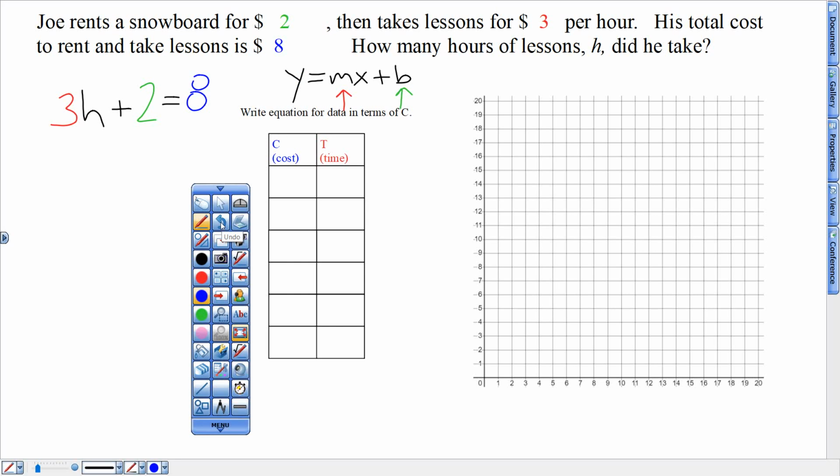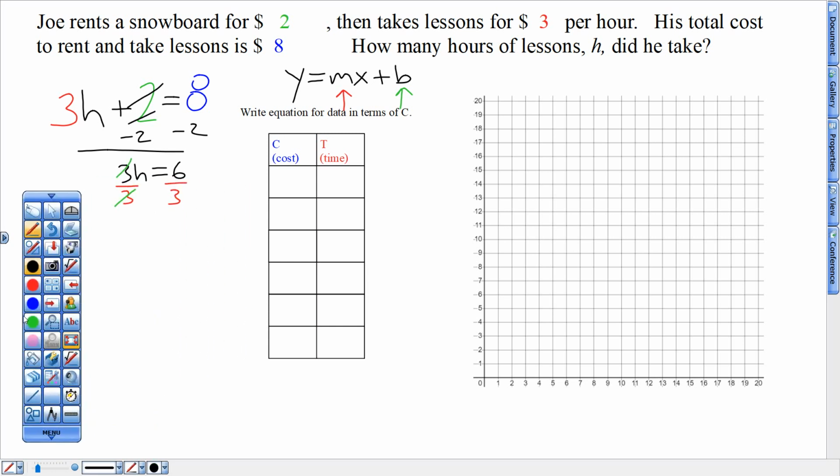But for this equation, 3h plus 2 equals 8. First thing, take away 2 from both sides. That will give me 3h equals 6. And then right there, divide by 3. And that gives me, at that point, to get that $8, I had to be spending 2 hours out there.